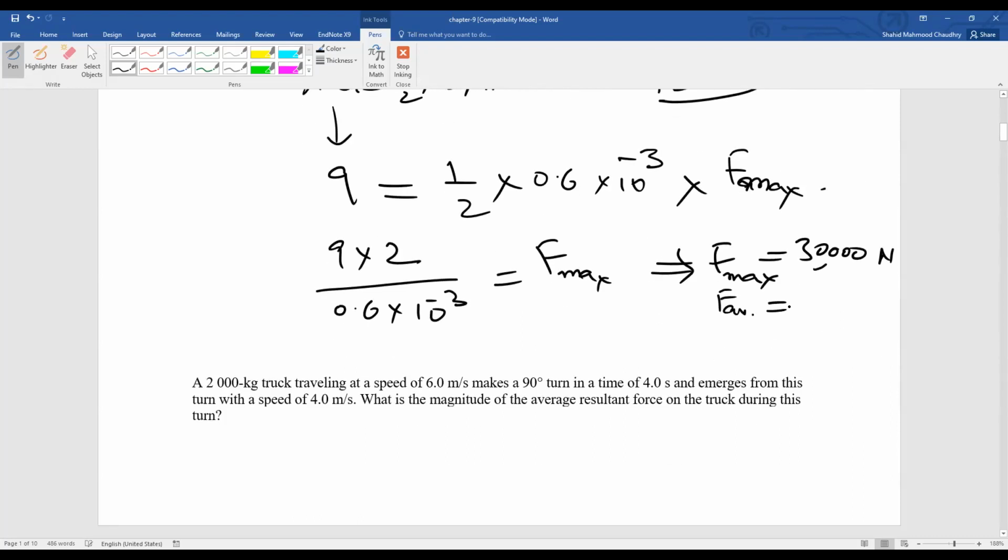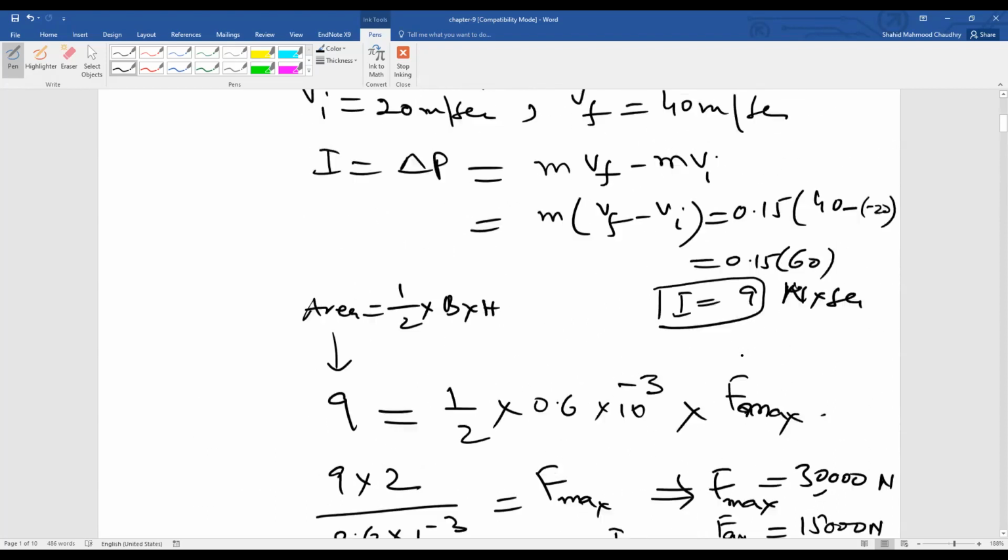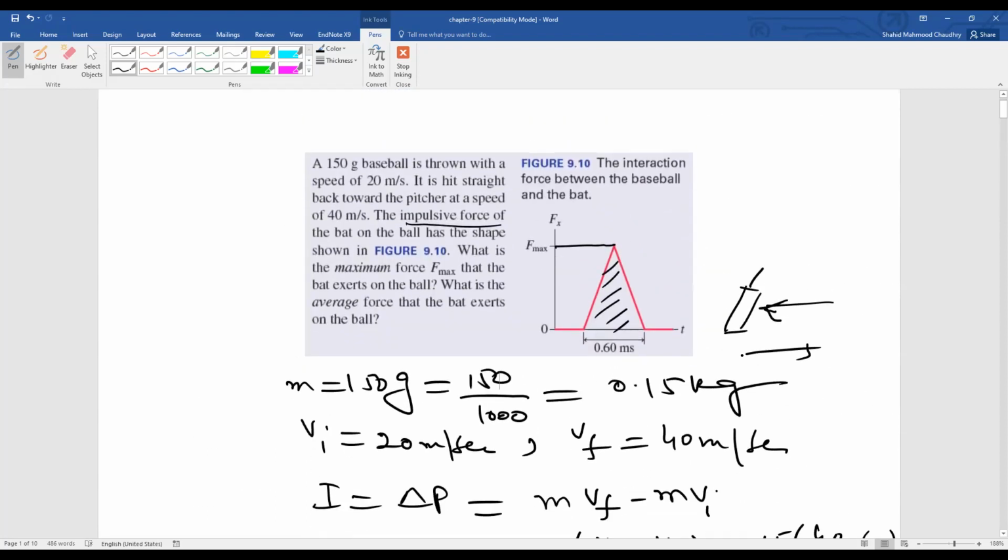Since the force varies linearly, the average force will be 15,000. Otherwise, you can find the average force with the formula I over delta T. So you put the I value and the delta T value and solve it, and you will get the same answer here. So in this way, you can solve this problem.